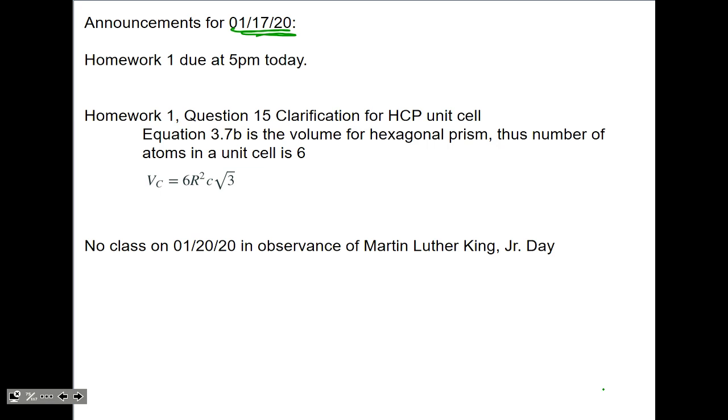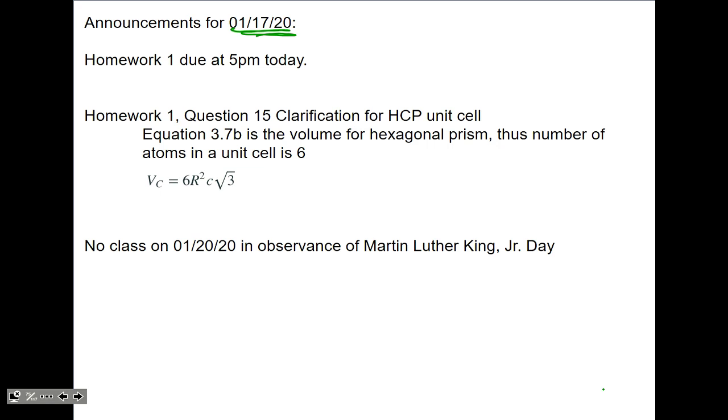With that, I did come across a question from a student regarding the number of atoms in a hexagonal close packed unit cell and the volume that is associated with that unit cell. We didn't discuss it in great detail, deriving the volume and such. That has already been derived for you in your book, and that's given in equation 3.7b.